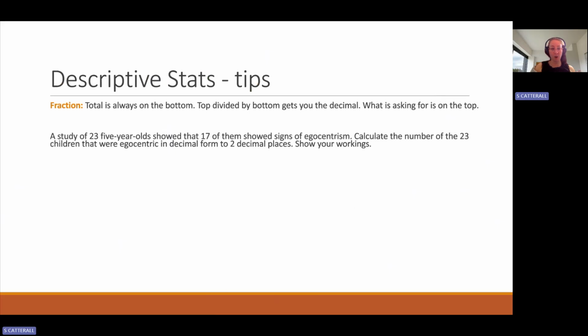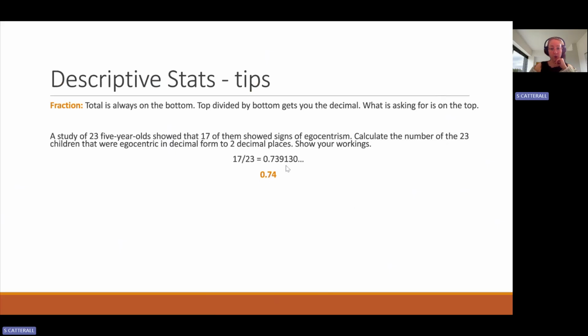So for example, we've got a study of 23 5-year-olds showed that 17 showed signs of egocentrism. Calculate the fraction of the 23 children. Well, the total is on the bottom, that's 23, and what they're asking for is 17 of them. So it's 17 divided by 23. When you put it in as a decimal, you get 0.7. And then obviously if you get asked to round it to two decimal places, 0.74. They might also ask for significant figures though. So again, you've got to read what they're actually asking for.